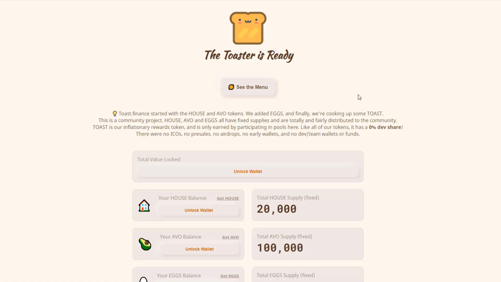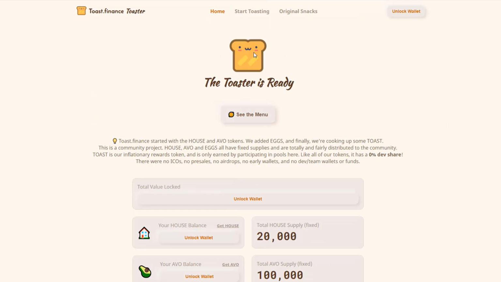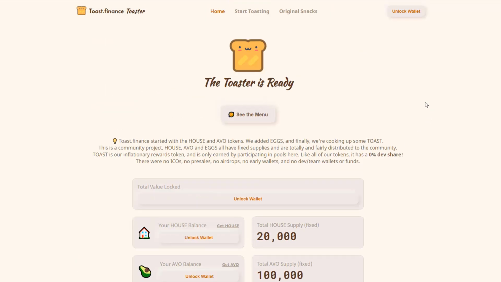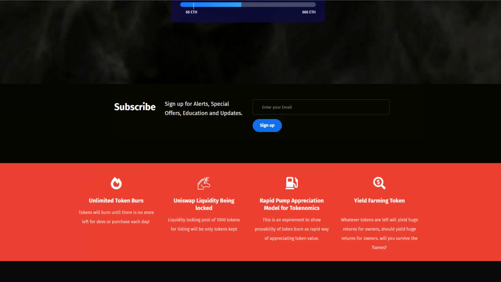This one, Toast, that's been around for a little while. This is Ethereum as well. Again, I don't know too much about this one. You have to do further research, okay? Let's move on. This one here, this is about to launch.